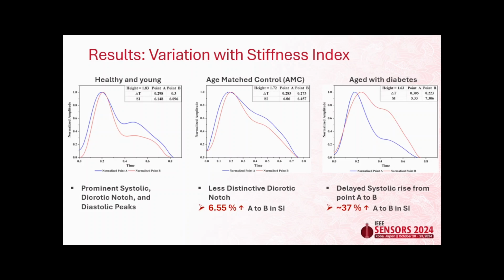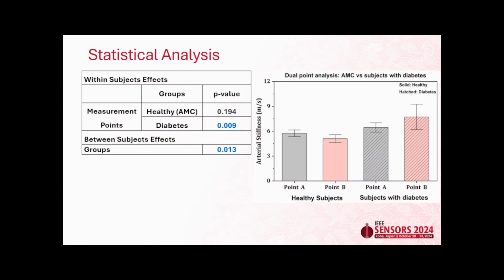The third graph shows a subject with diabetes who is above 40 years. We can see a different trend from point A to B in the waveform pattern compared to the healthy and AMC participants. Also, there is an increase of 37% in the SI index from point A to B.